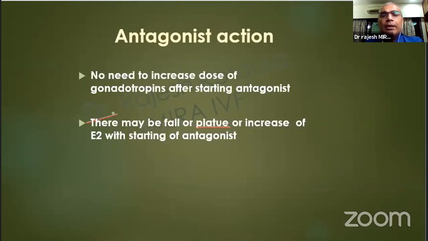There is no need to increase the dose of gonadotropin after starting the antagonist. There may be a fall, plateau, or increase of E2 level on the day of starting the antagonist. It's not certain. There may be a fall, there may be an increase, or there may be a plateau.